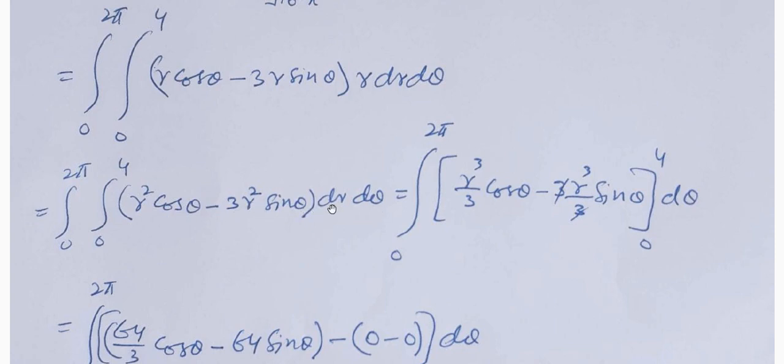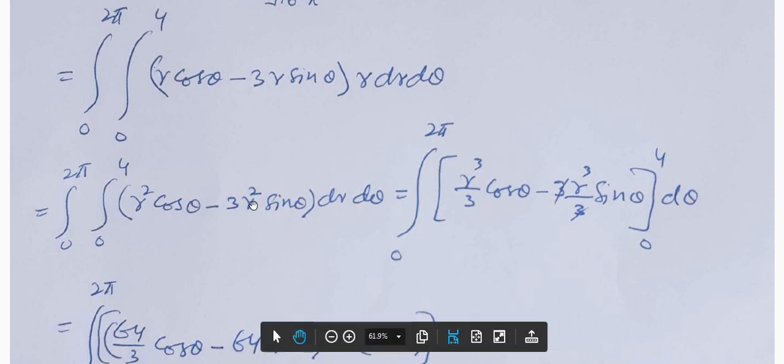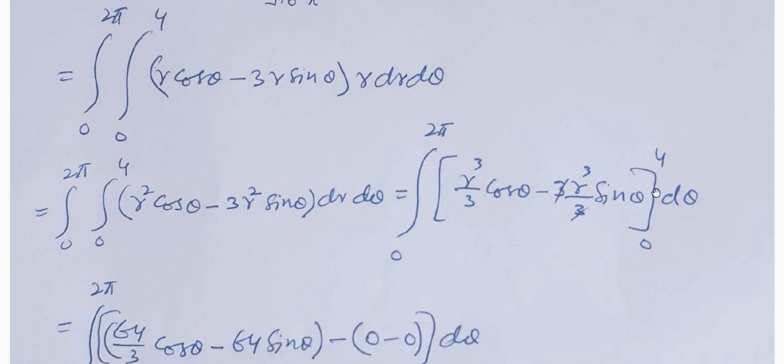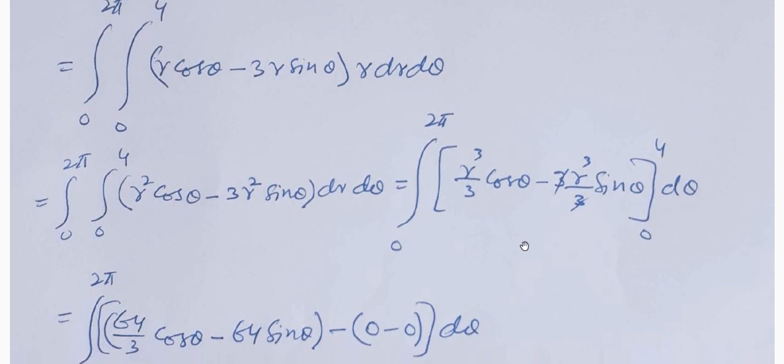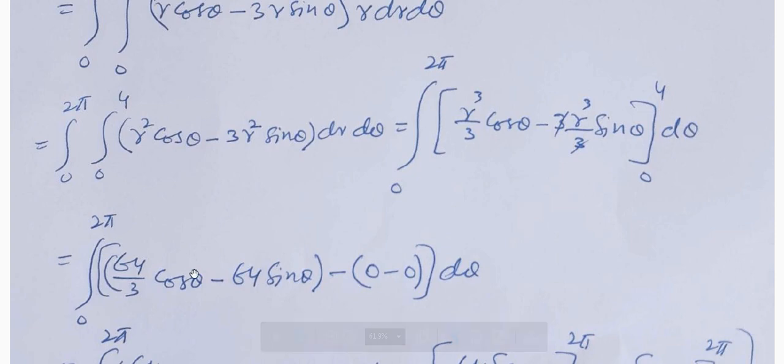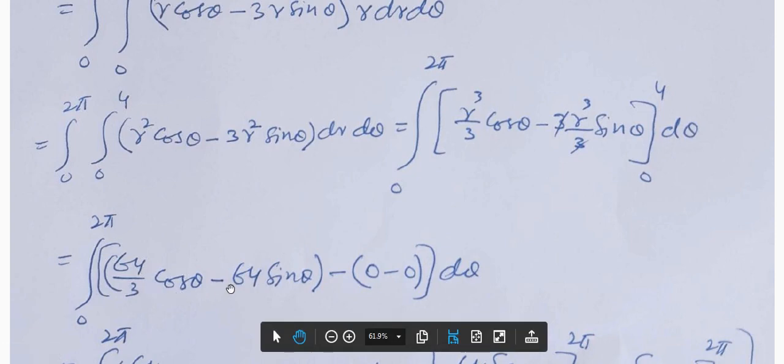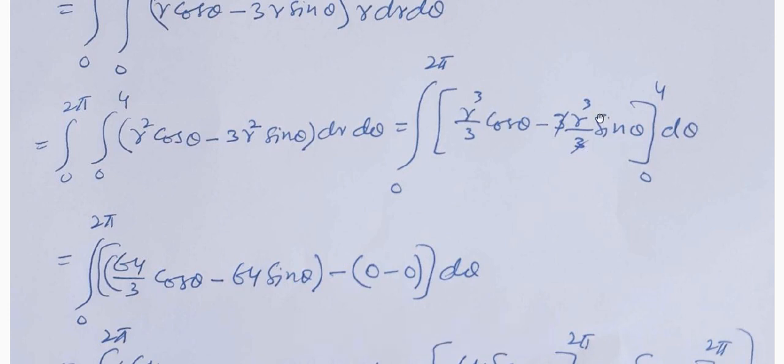Now you can integrate first with respect to r. If you integrate with respect to r, then theta will be just like a constant. So the integration of r power 2 is r power 3 over 3 cosine theta, minus the integration of r power 2, which is r power 3 over 3, so this 3 and 3 will cancel, sine theta. Then you substitute the limit from 0 to 4 in r. First you substitute 4, so 4 power 3 is 64 divided by 3 cosine theta minus 4 power 3 is 64 sine theta. And if you substitute the lower limit, r is 0, so 0 multiplied by all this is 0. Again if you put 0 here, 0 multiplied by all this is also 0.